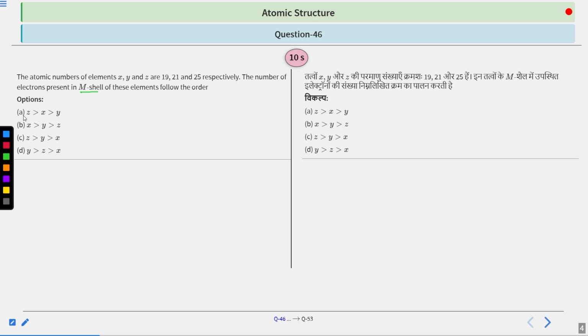Option A: Z is greater than X is greater than Y. Option B: X is greater than Y is greater than Z. Option C: Z is greater than Y is greater than X. D: Y is greater than Z is greater than X. So you have 10 seconds to solve this question. Your time starts now.